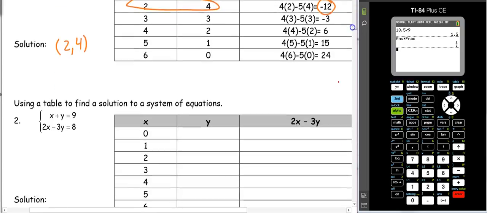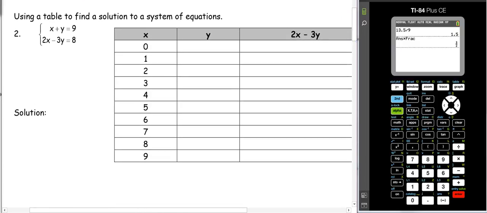So let's try using the table method and creating our own table. Use a table to find the solution to the system of equations. So in number 2, we have x plus y equals 9. So the first two columns together have to add up to 9. So if x is 0, we have to figure out 0 plus what gets us 9, which would be 9. And then we know 1 plus 8 is 9, 2 plus 7 is 9, 3 plus 6 is 9, 4 plus 5 is 9, 5 plus 4 is 9, 6 plus 3 is 9, 7 plus 2 is 9, 8 plus 1 is 9, and 9 plus 0 is 9.